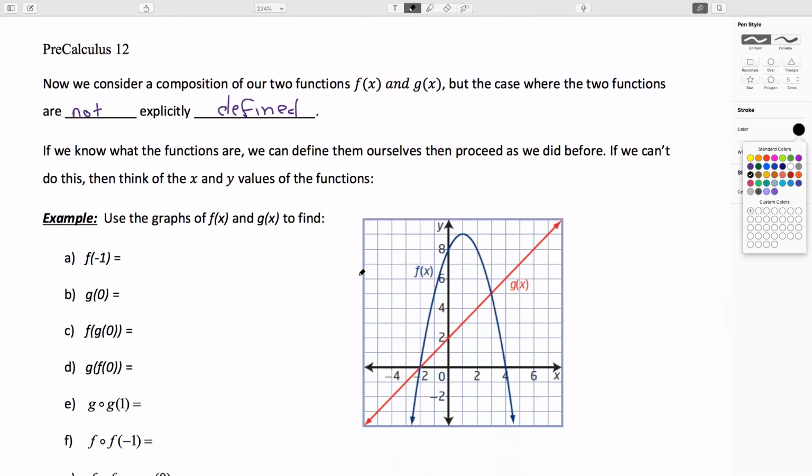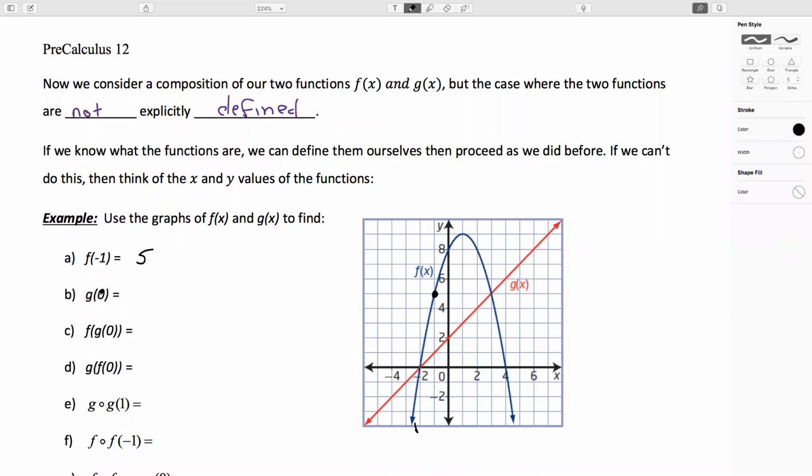If we know what the functions are, we can find them ourselves and proceed as we did before. If we can't do this, then think of the y values as functions. We've got two graphs. We've got the blue one, f of x, and the red one, g of x. Now, we're going to find a value of one function first, and then work up to finding composite functions. So f of minus 1. We want to trace the graph of f of x and figure out the y value when x is minus 1. Go to minus 1, trace it up, and we have a y value of 5.